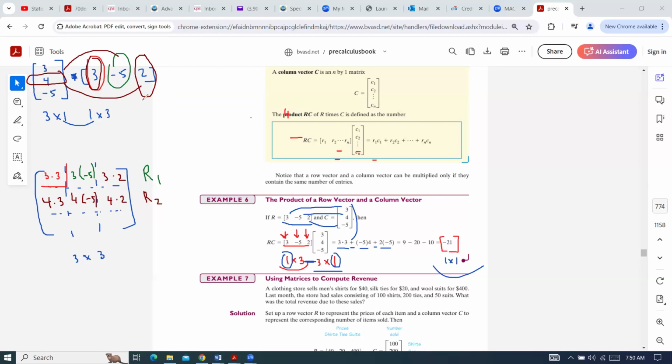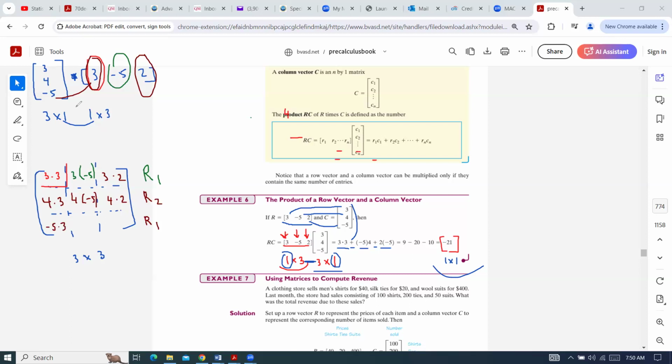And finally, I can move on to the last entry in here. And my last row, the third row. So R3 entries. And again, I'm producing them by multiplying first -5 by 3.